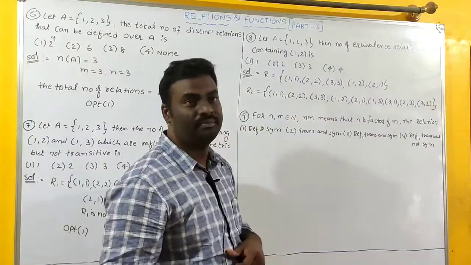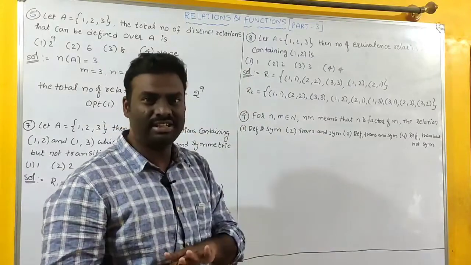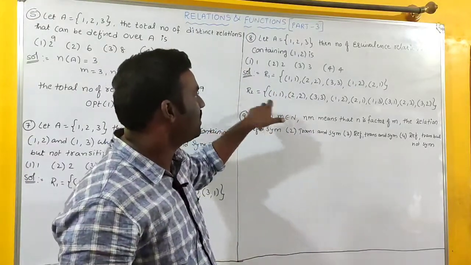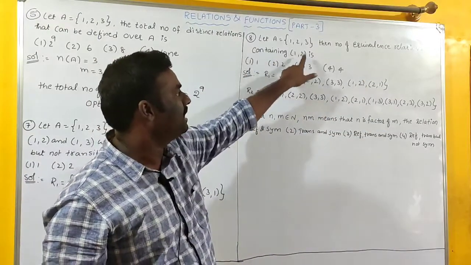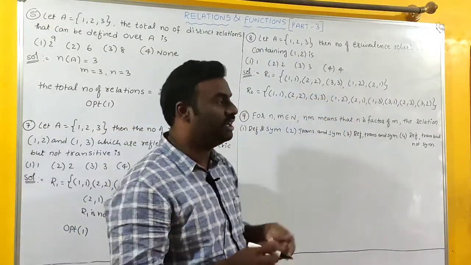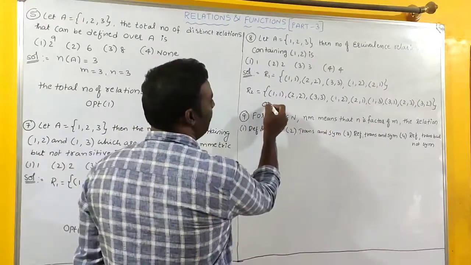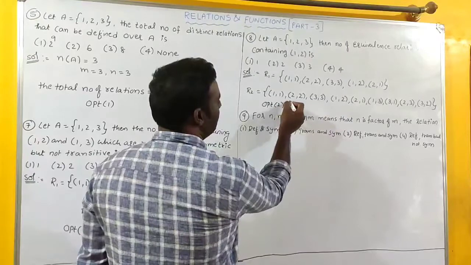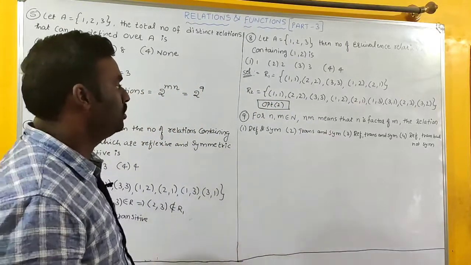That is also there. Therefore, how many relations exist? Two relations exist. These two relations are equivalence and these two relations contain (1, 2). Therefore, a total of two relations exist. That is nothing but option 2 is the correct answer. Okay, coming to question number 9.